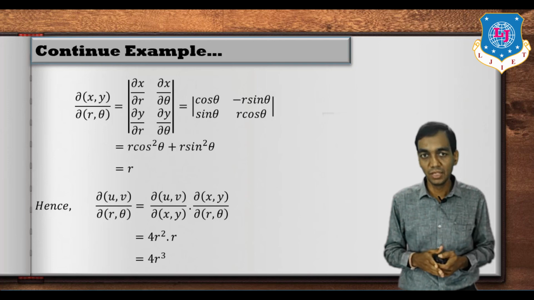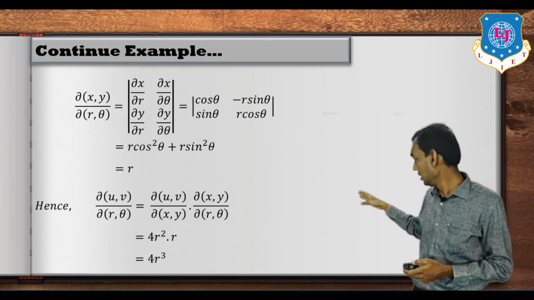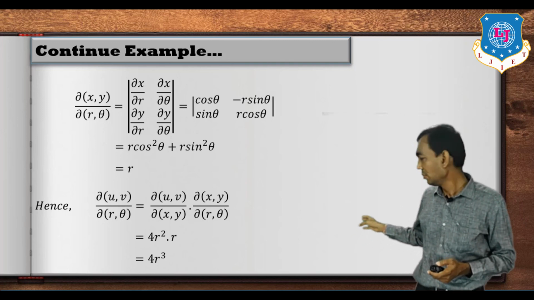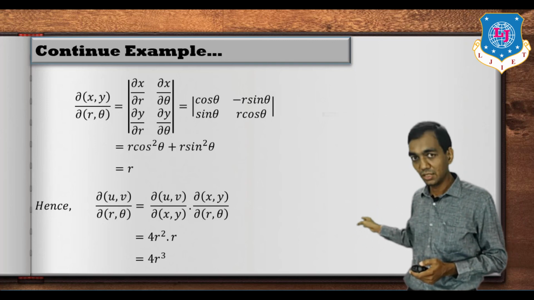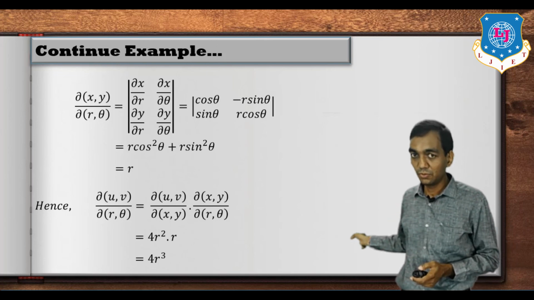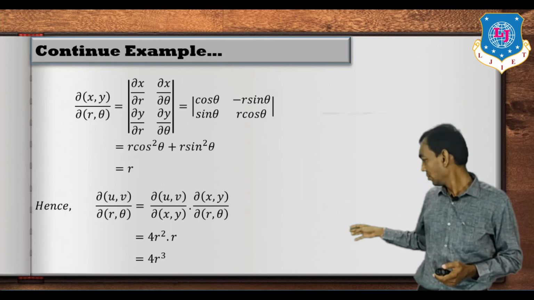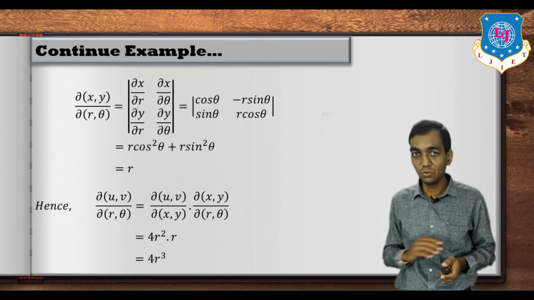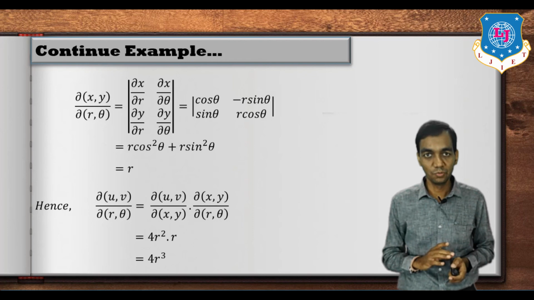So your Jacobian ∂(u,v) upon ∂(r,θ) will be nothing but ∂(u,v) upon ∂(x,y) into ∂(x,y) upon ∂(r,θ). The first Jacobian has a value 4r square, the second Jacobian has a value r. So that will give you the answer 4r cube.